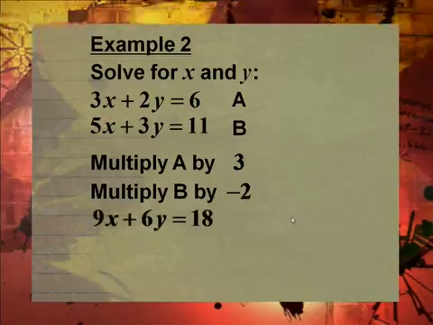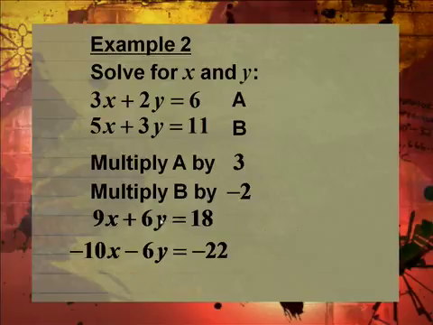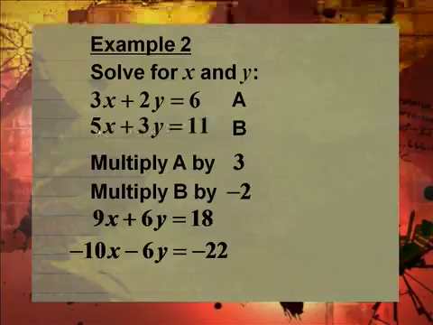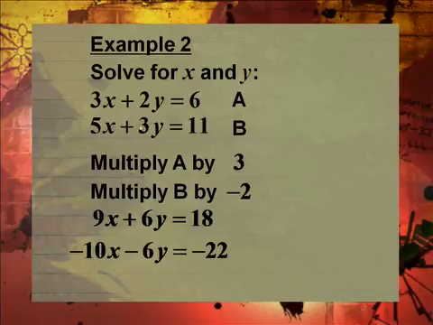If you look at equation A and equation B, look at equation A quickly here. If you multiply by 3, 3x times 3 is 9x, 2y times 3 is 6y, and then of course 6 times 3 is 18. If you take equation B and multiply by negative 2, 5 times negative 2 gives you negative 10x, 3 times negative 2 gives you negative 6y, and 11 times negative 2 gives you minus 22. So what I've done is I've done something to both equations.